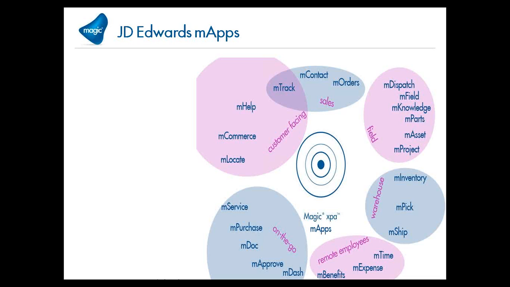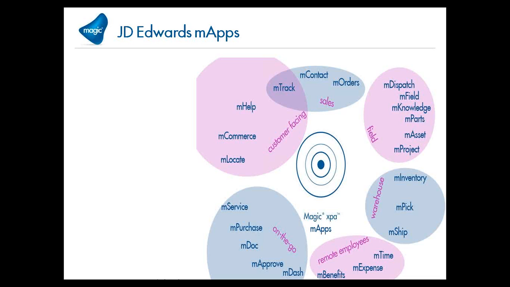And as we looked at the mobile apps that are most commonly required, we realized that these are some of the areas where people really are looking for the ability to provide customer-facing, sales force-facing, field implementation and service force-facing apps, apps in the warehouse, apps for remote employees, and apps for our on-the-go employees who are normally perhaps in the office, but often are outside the office and need to access those apps as well.